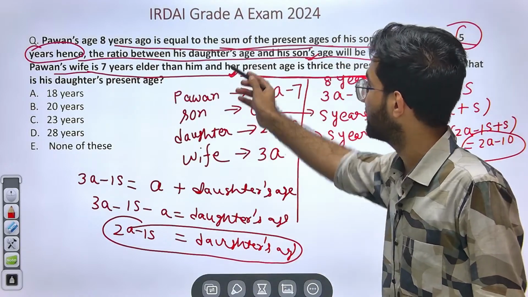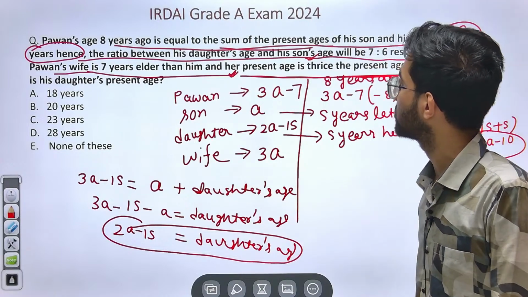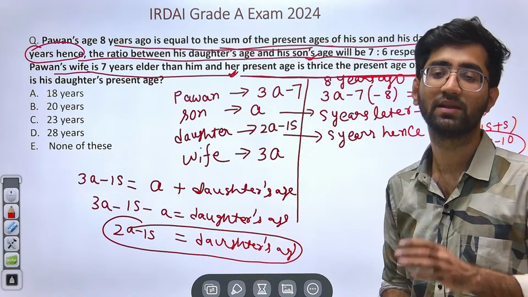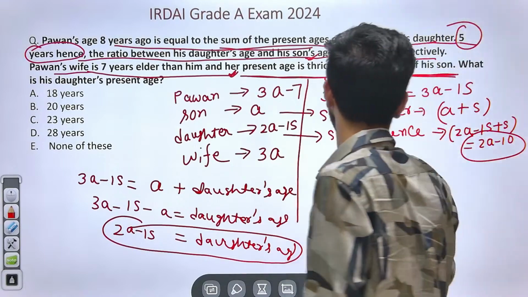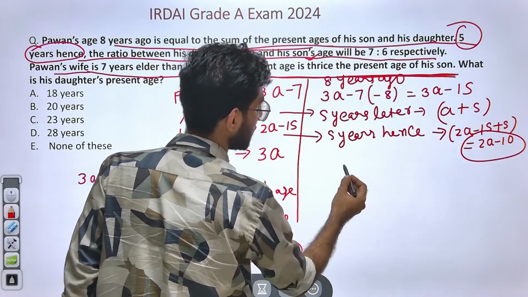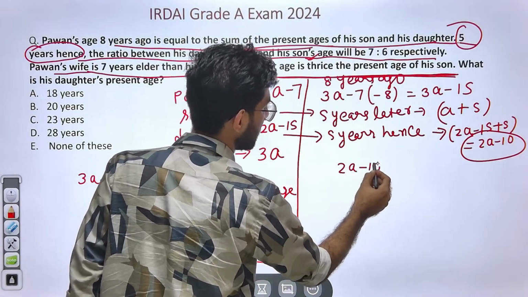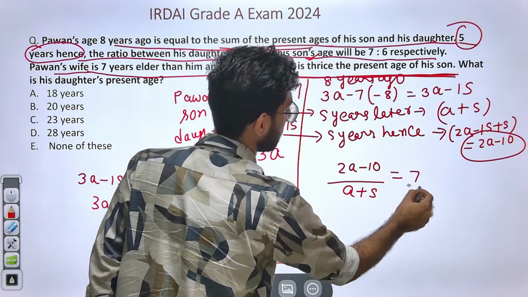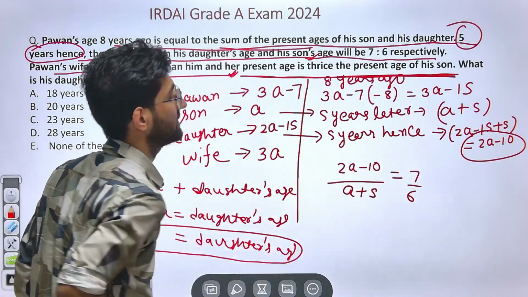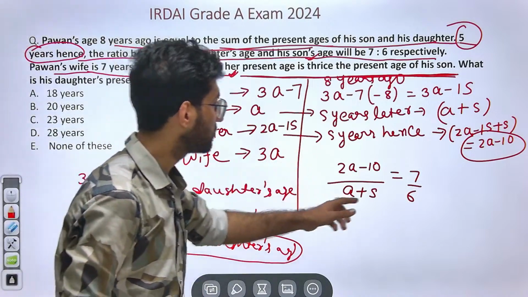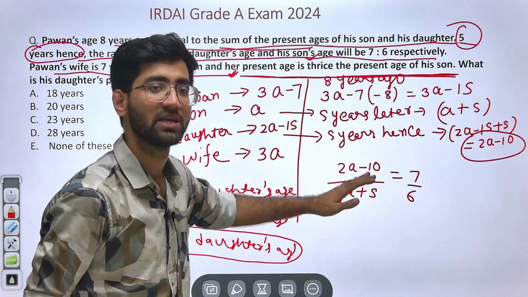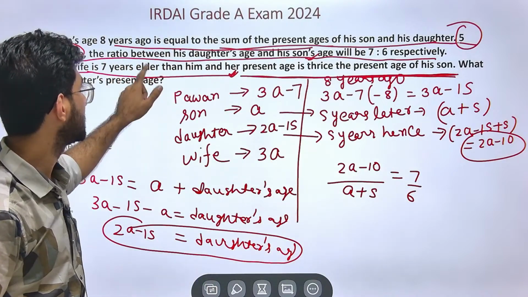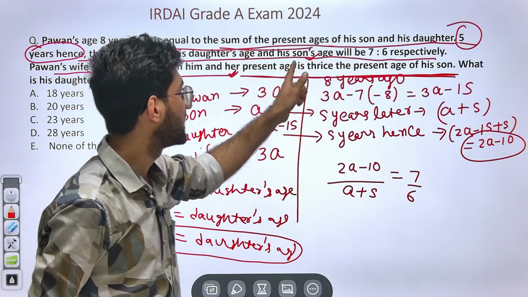We know that 5 years hence, the ratio between his daughter's age and his son's age will be 7:6 respectively. So can we write an equation? The equation will be (2a minus 10) divided by (a plus 5) equal to 7/6. Why are we able to write this equation? Because we are using this line: 5 years hence the ratio between his daughter's age and his son's age will be 7:6.